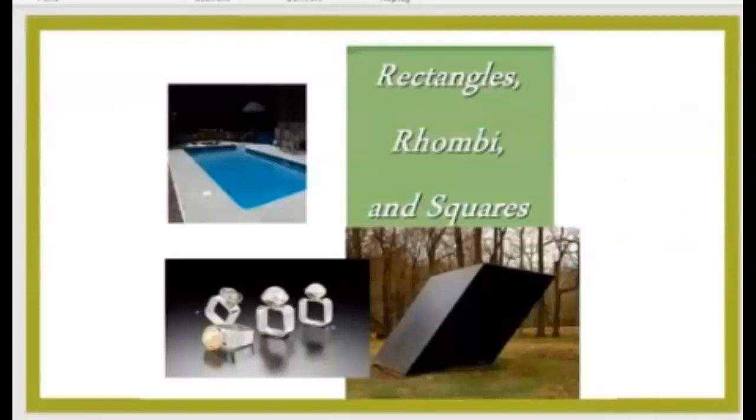So now let's get into more of the different kinds of quadrilaterals you guys are going to see. You're going to see some rectangles, rhombi, and squares. So here's some examples of those in real life. These are some rings, some square-shaped rings. I don't know how comfortable those would be. Gosh, I don't know. A rectangular pool and a rhombus sculpture in a park.